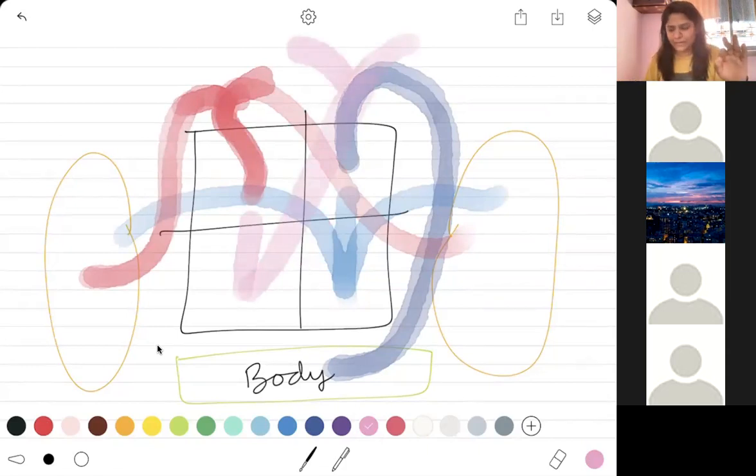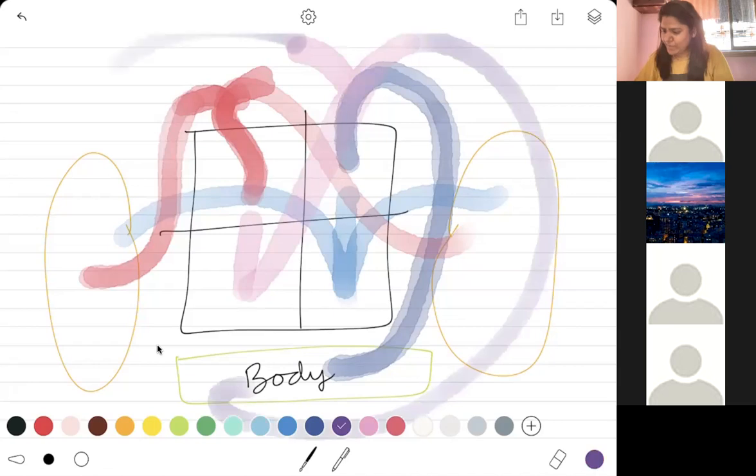This system is clear. Did you understand exactly what I just did here? Yes, ma'am. And then once it goes into your body, it gets deoxygenated and comes back to your heart.